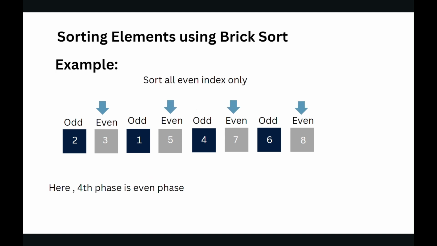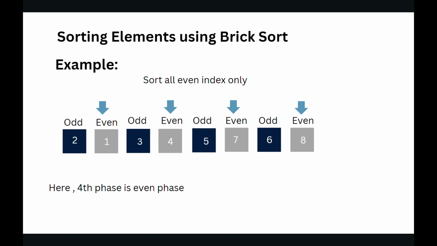The fourth phase is even phase. Similar to the second phase, here we will sort all the even index values. The first even index is 3 and its successor element is 1. As 3 is greater than 1, swapping should be done.